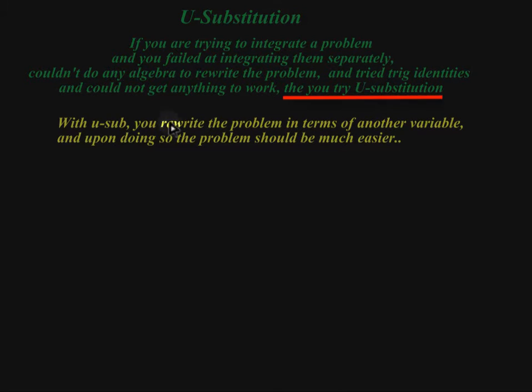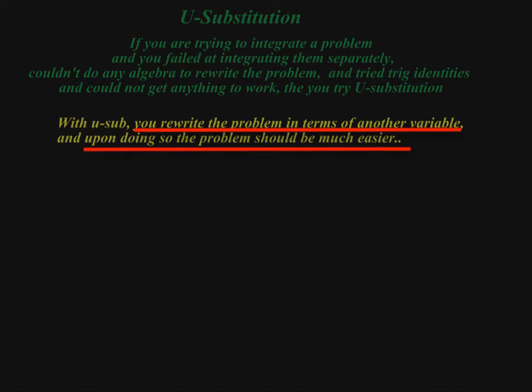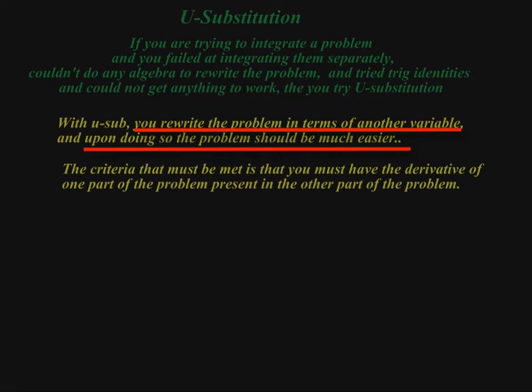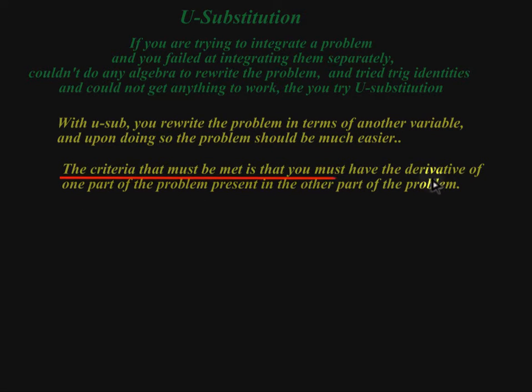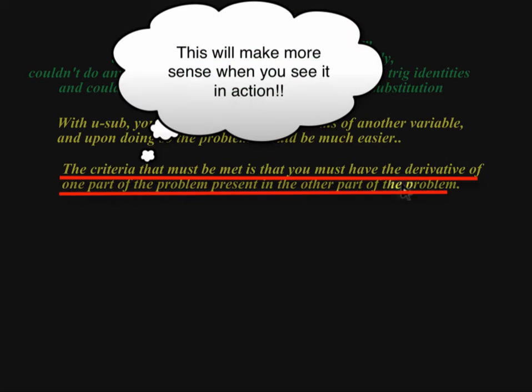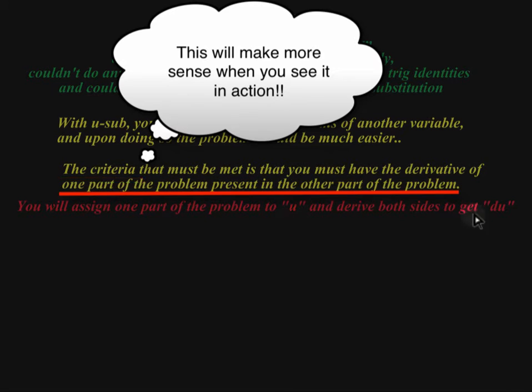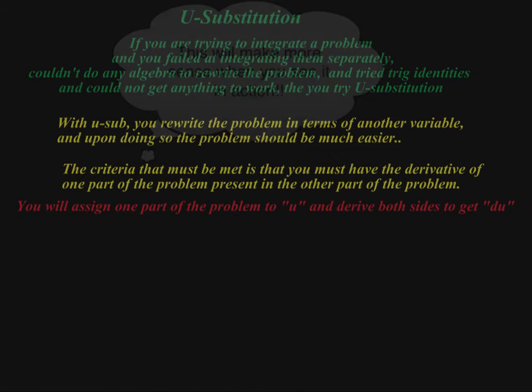In U substitution, what's going to happen is we're going to rewrite the problem in terms of another variable, and upon doing this, the problem should be much easier. I mean, really much easier. The criteria is that you have to have the derivative of one part of the problem present in the other part of the problem. So what you will do is assign u to one part, and then the du will cancel out, and you will integrate.